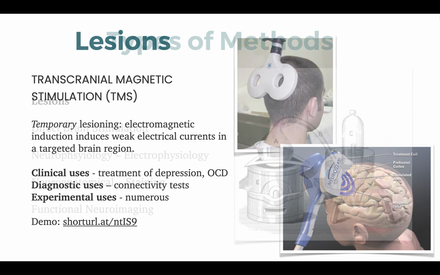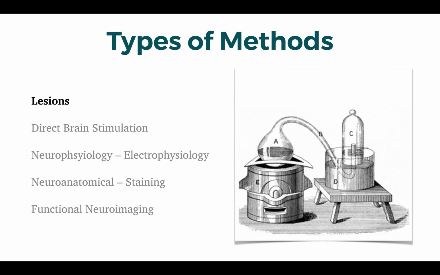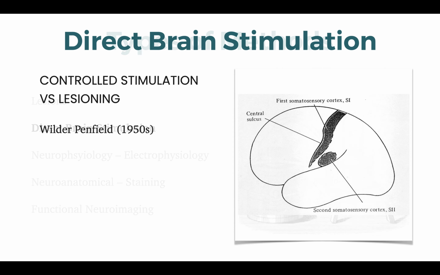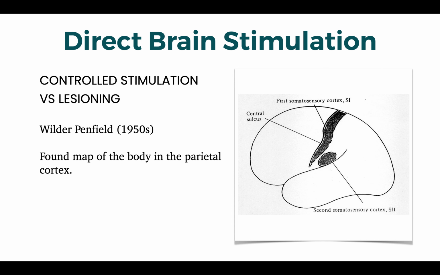So moving on from the lesion stuff, we can talk briefly about direct brain stimulation. So before we were talking about controlled lesioning, and now we're going to talk about controlled stimulation. So this started with Wilder Penfield in the 1950s, and he was operating on patients with epilepsy and essentially found a map of the body in the parietal cortex.